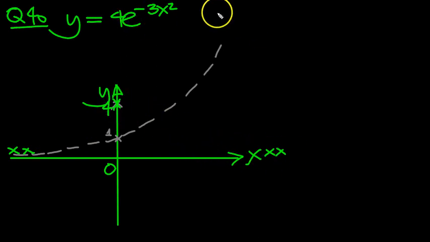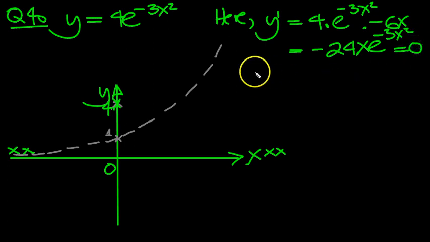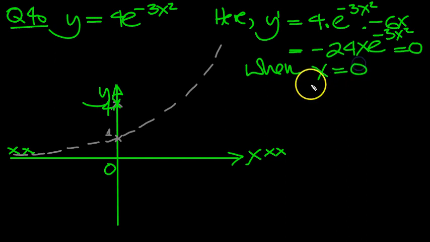So let's find the turning points. So here, y dash then. It's a function of a function, so 4 lots of differentiates to 4 lots of. E to the something differentiates to e to the something, multiplied by the something differentiated. The 2, when we differentiate minus 3x squared, the 2 comes down, it's minus 6x. So that equals minus 24x e to the minus 3x squared, and that equals 0 when x is equal to 0.